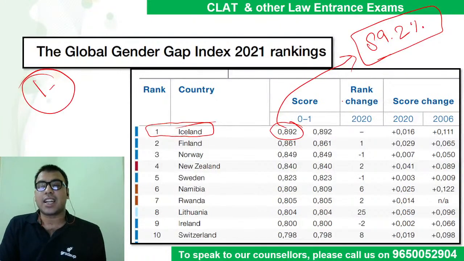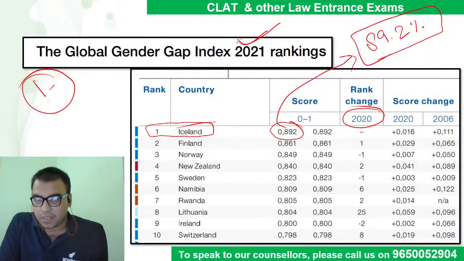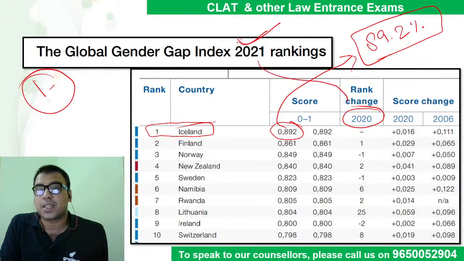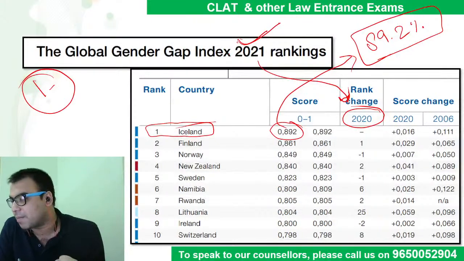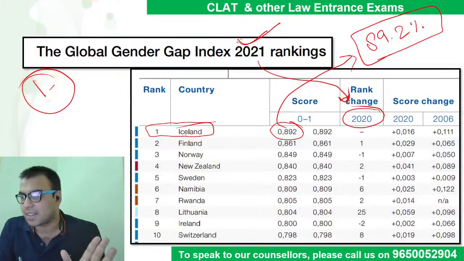Second thing, this is the rank of 2020. Why? Because this is the Global Gender Gap Index 2021, but it is measuring the previous year's rank, because 2021 is yet to be completed. So the report always talks about one year back. I think it is clear.